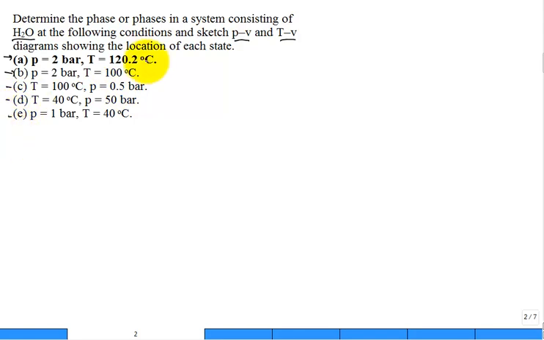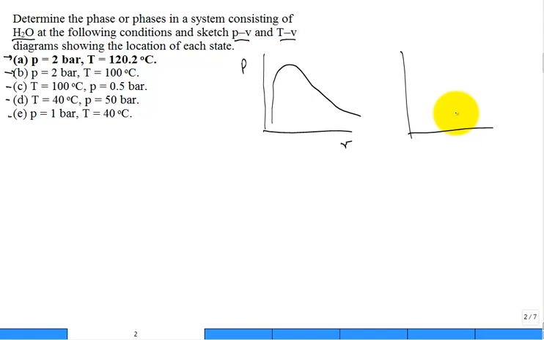So I'm going to take one of these cases at a time. And so we're just looking at 2 bar and 120 C. Well, what we can do is make a general sketch of our pressure volume diagram. Again, this is grossly distorted. Then I'm going to just sketch it like that. And likewise, a temperature volume diagram, as I just mentioned, grossly distorted, but there you go. That's typically the way we show it.